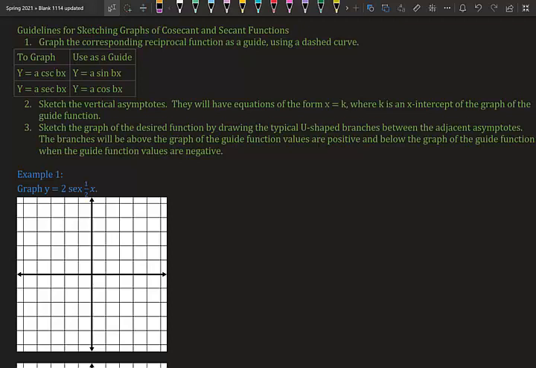You sketch the vertical asymptotes. They will have equations in the form x equals k, where k is an x-intercept of the graph of the guide function. Sketch the graph of the desired function by drawing typical U-shaped branches between the adjacent asymptotes. The branches will be above the graph of the guide function when its values are positive, and below the graph of the guide function when the guide is negative.